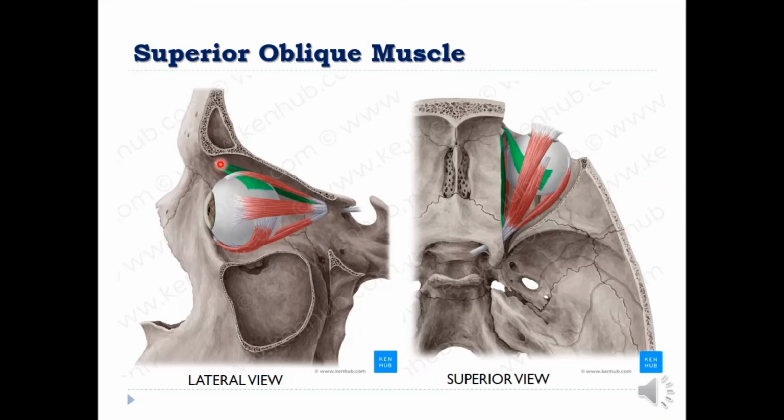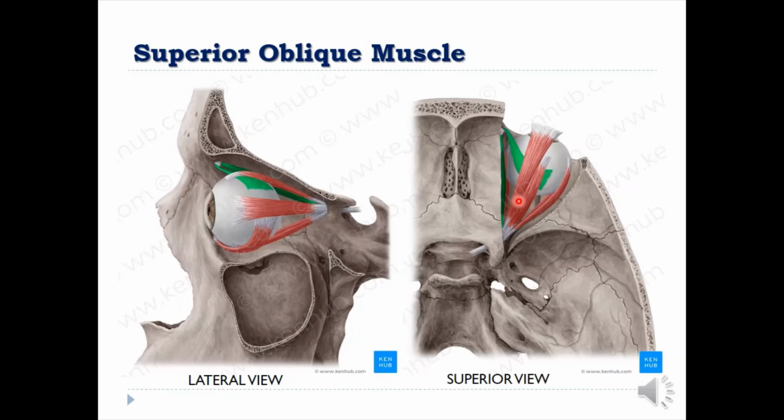Through the trochlea it is coming, and inserting at the superior posterior temporal quadrant of the eyeball. So that is your superior oblique. You can see it much more easily from here. It runs parallel to the medial wall, passes through the trochlea, goes underneath the superior rectus and takes an insertion in the superior, posterior and lateral quadrant of the eyeball.